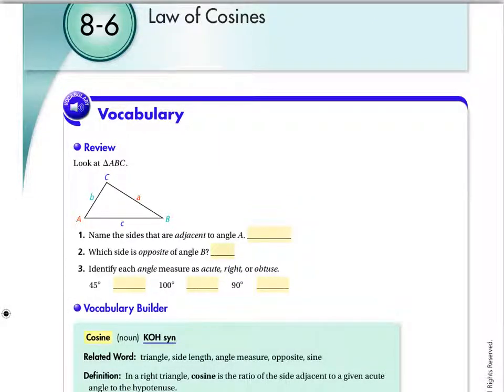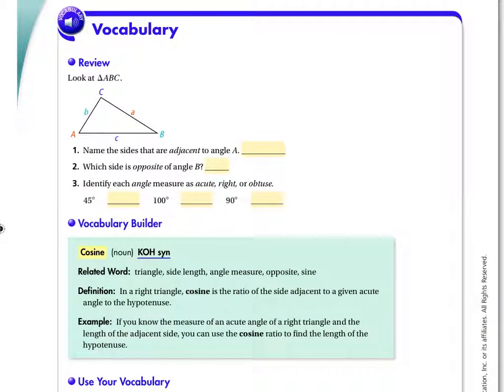All right, so as you're looking at the first few questions, name the sides that are adjacent to A, which would be angle A.